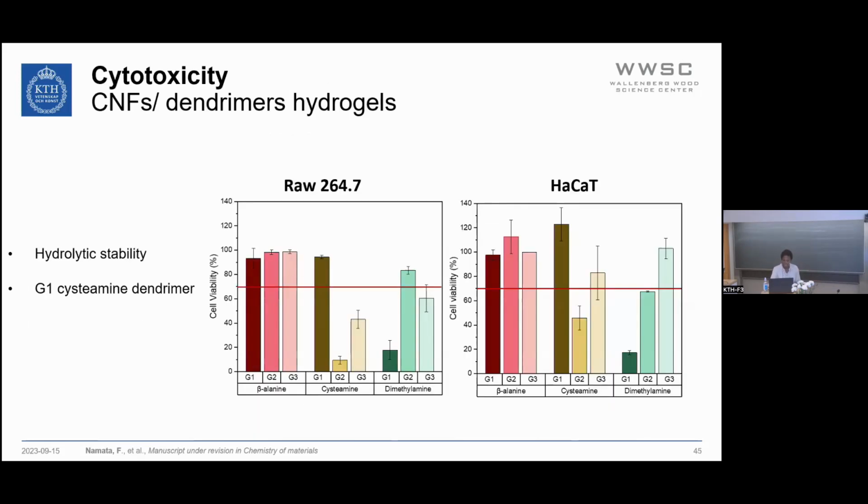And again, the cytotoxicity. We always have to measure the cytotoxicity of our materials. And the one thing we did see is that it was very clear that the hydrolytically stable dendrimer-containing hydrogels had, in general, a higher cytotoxicity towards the different cell lines that we tried. But what was amazing is the G1. It had a very high activity towards all bacteria, and in the hydrogel format, the G1 cysteamine has no cytotoxicity. So this is a very interesting candidate that we think has a lot of potential.